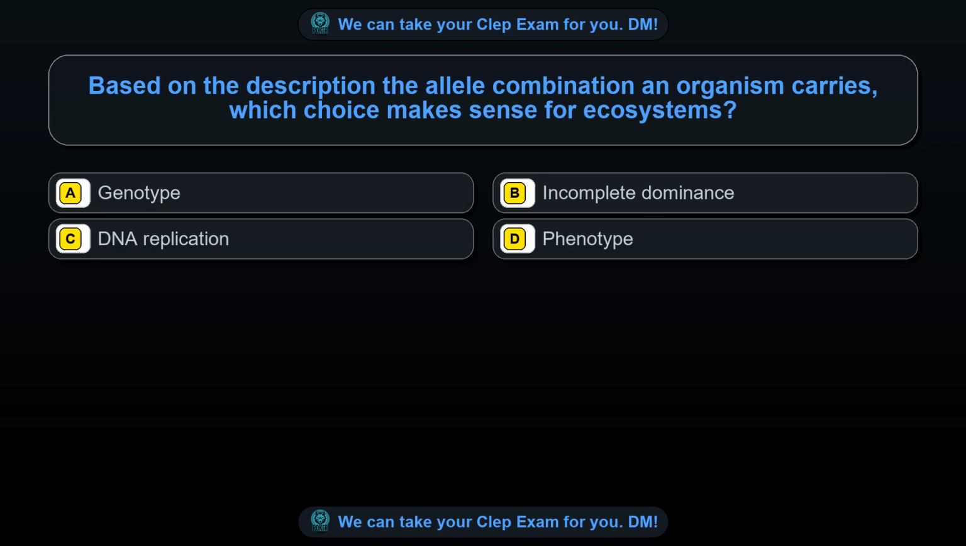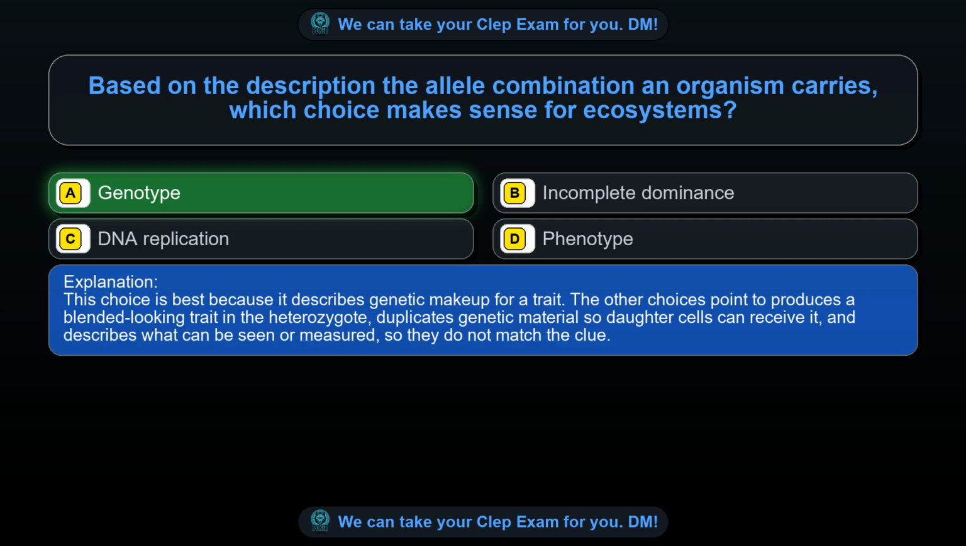Question 25. Based on the description the allele combination an organism carries, which choice makes sense for ecosystems? Option A, genotype. Option B, incomplete dominance. Option C, DNA replication. Option D, phenotype. The correct answer is option A, genotype.